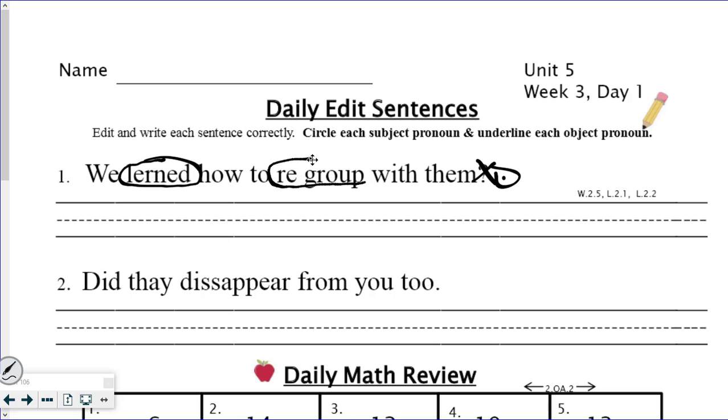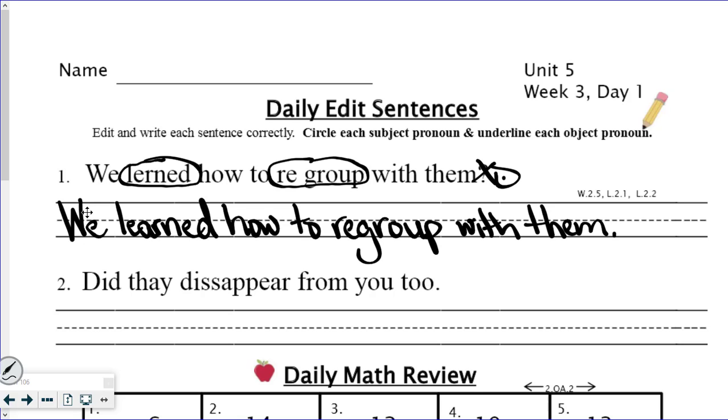We learned how to regroup. Regroup is one word, right? It has a prefix re with them, and then we've got our period. So I'm going to rewrite it nice and neat on the line. All right, looks good. So let's go to number 2.